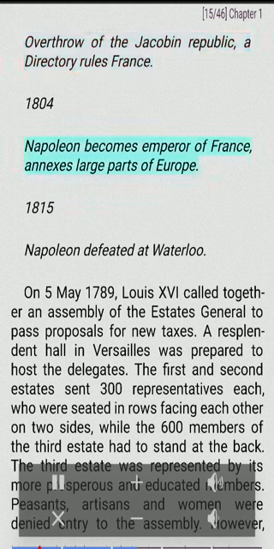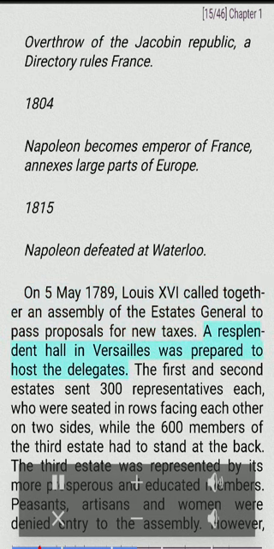1792-93. France becomes a republic, the king is beheaded. Overthrow of the Jacobin Republic, a directory rules France. 1804. Napoleon becomes Emperor of France, annexes large parts of Europe. 1815. Napoleon defeated at Waterloo.